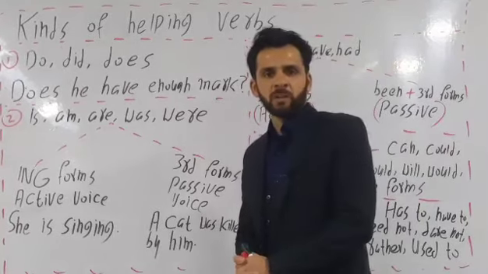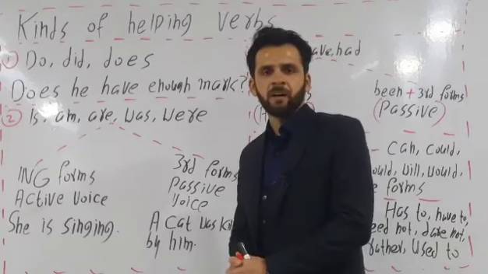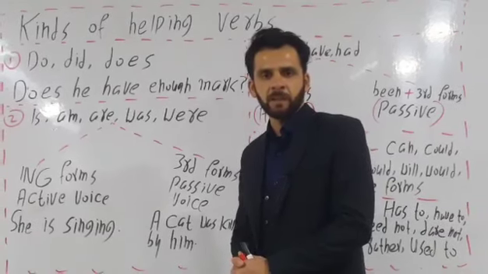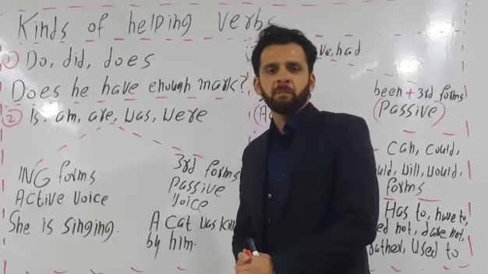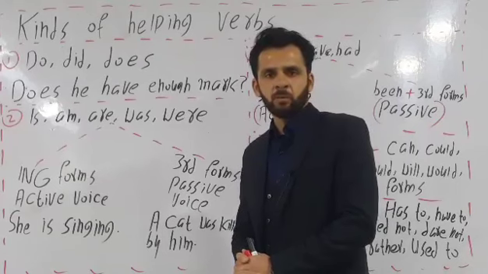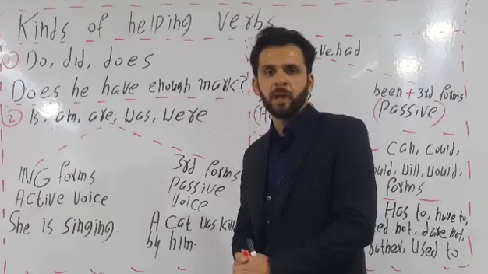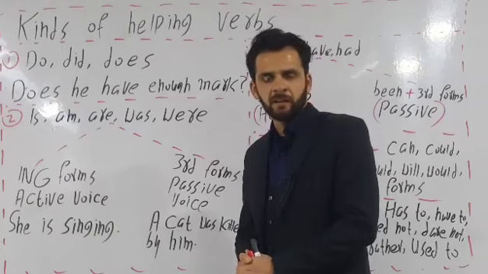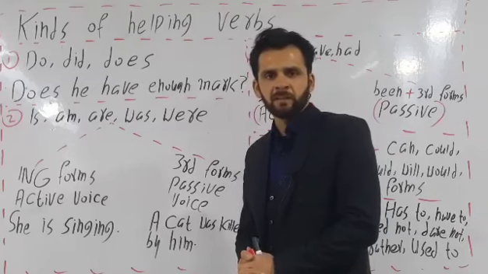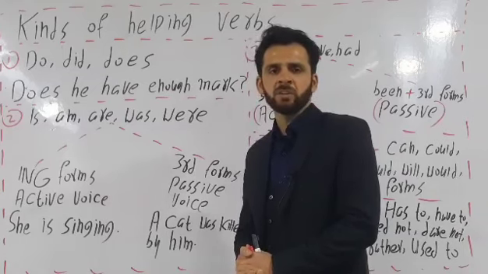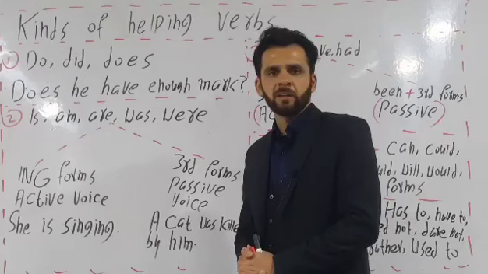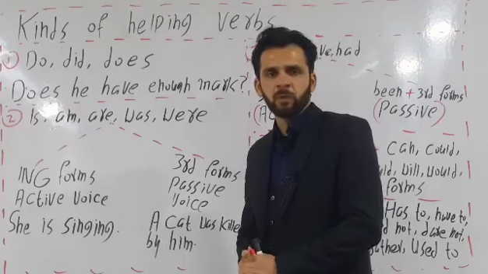A very warm welcome to this lecture on the kinds of helping verbs. Helping verbs are the verbs that are used before the main verbs to help find the tense of the main verbs. These are also known as auxiliary verbs. In English, the helping or auxiliary verbs are divided into 5 categories.